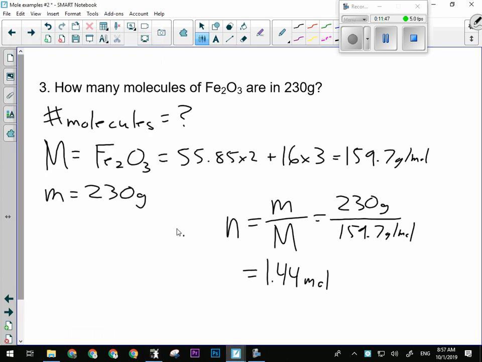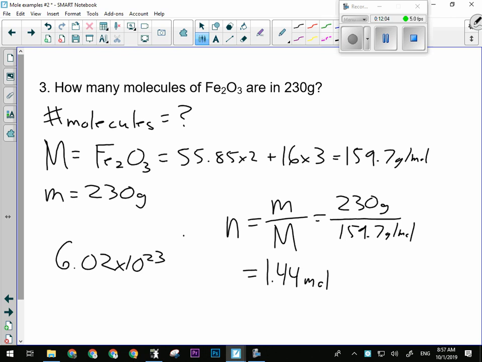That's not what the question wants. The question wants the number of molecules. So how can I use the number of moles and Avogadro's number in order to get the number of molecules? Exactly. I would multiply them together.